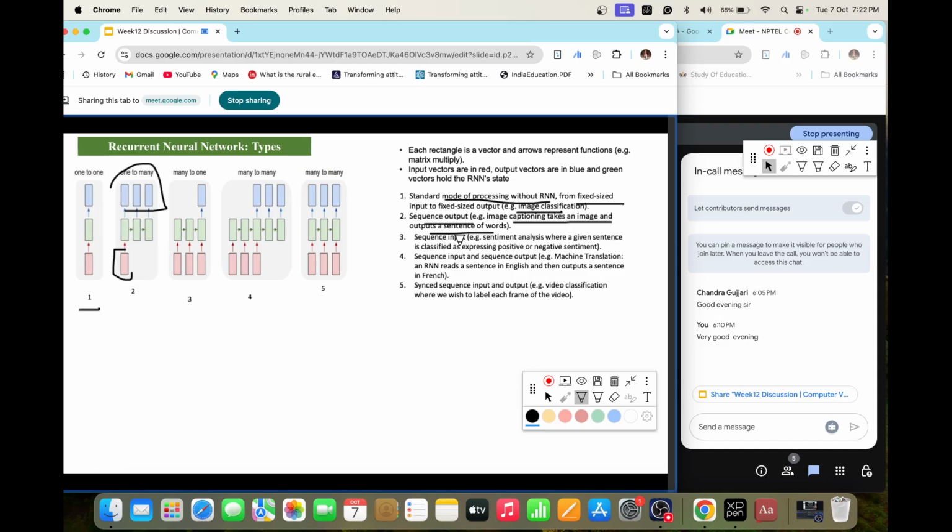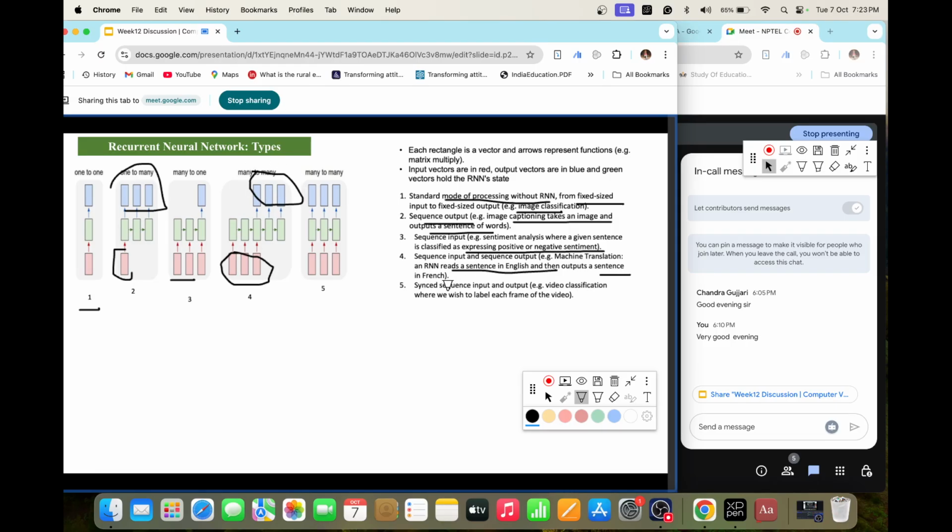And then sequence inputs, for example sentiment analysis, where a given sentence is classified as expressing positive or negative sentiment. Here a sentence is given as your input, so that is why many-to-one, and you will only get a classification of whether it is a positive sentiment or a negative sentiment. Then you can have many-to-many, for example machine translation, where an RNN reads a sentence in English and then outputs a sentence in French. So that is language translation, which can be used for many-to-many, okay.